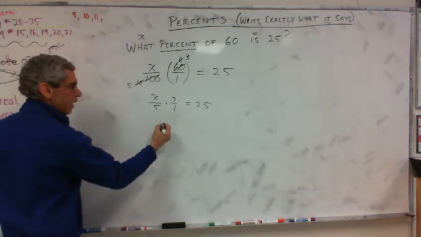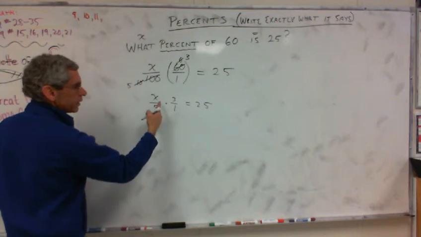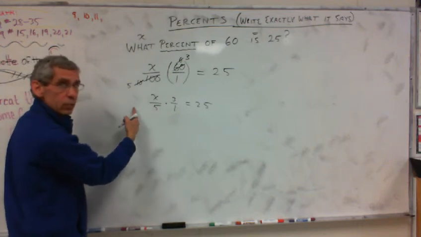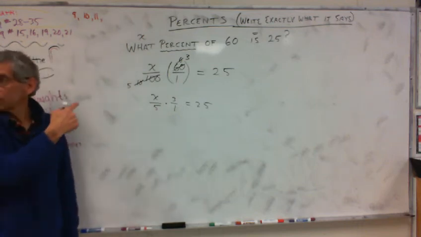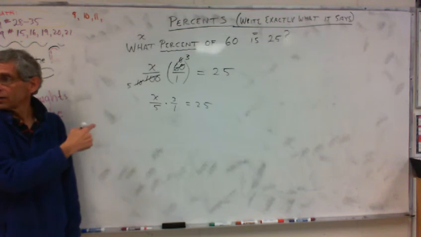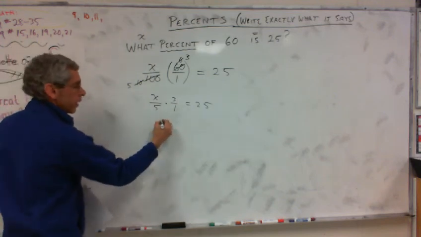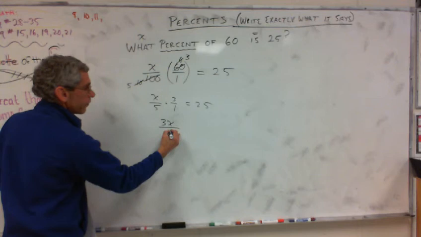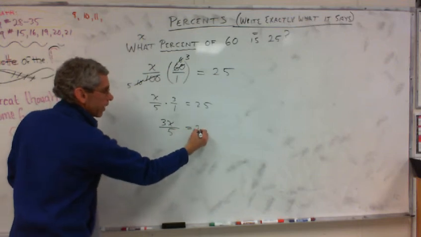So now I have 3x. I'm going to combine these. I'm going to multiply my fractions. When you multiply fractions, you multiply numerator times numerator, denominator times denominator. So I have 3x over 5. You with me? Equals 25.